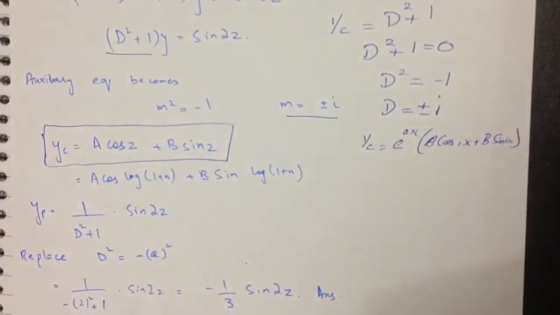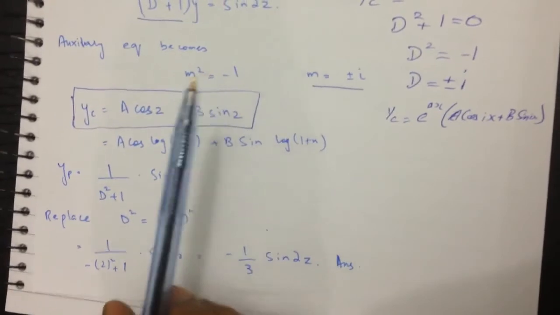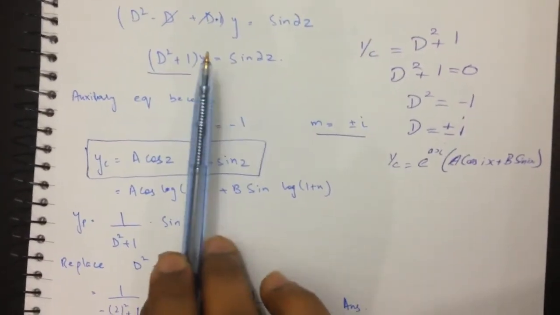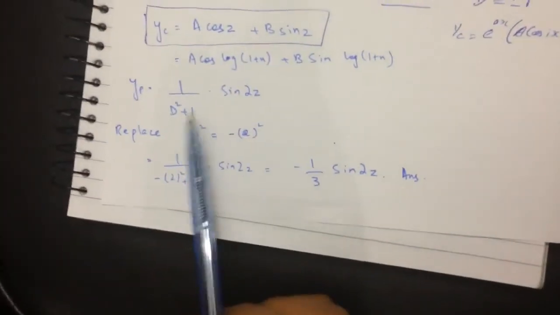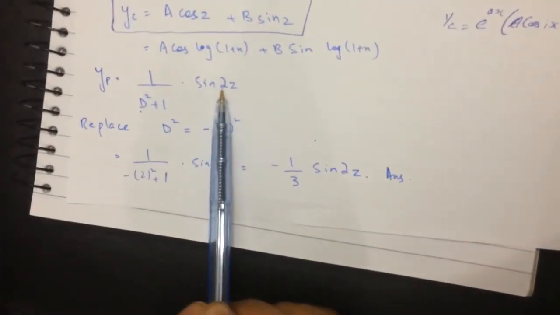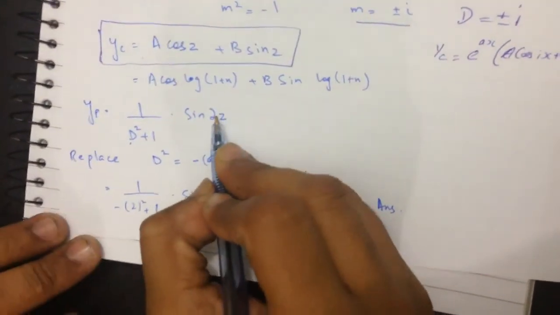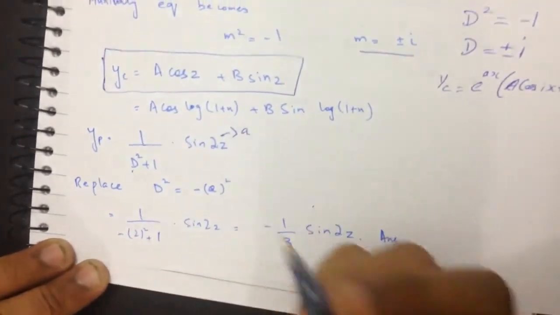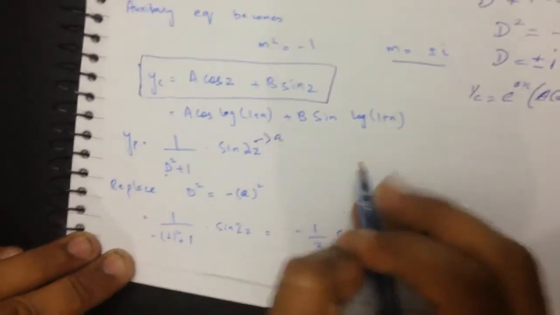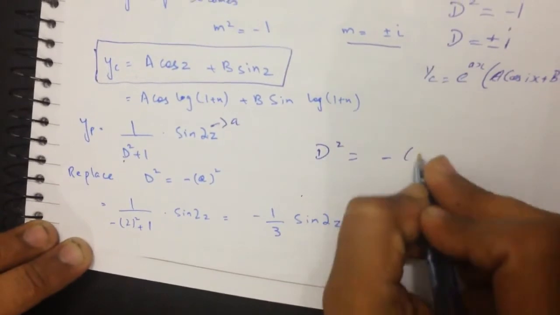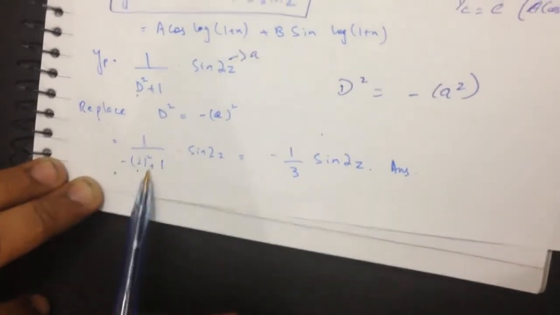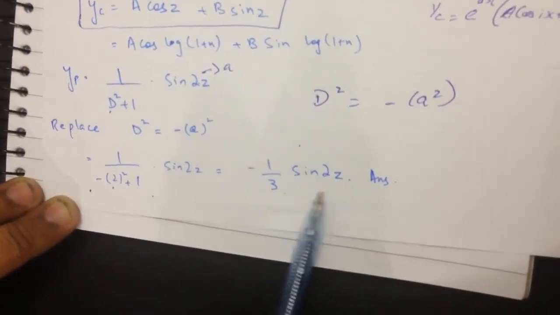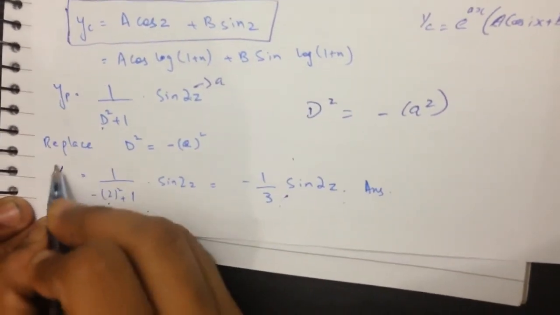Now we calculate the equation of yp. For yp, we divide by D^2 + 1, making y the subject: y equals sin 2z divided by D^2 + 1. Then in place of D, we replace 2. Let's say if this 2 is a, then in place of D^2 we replace minus a^2, as written over here. So we have minus 2 squared plus 1, and we get minus 1 over 3 sin 2z. This turns out to be our yp.